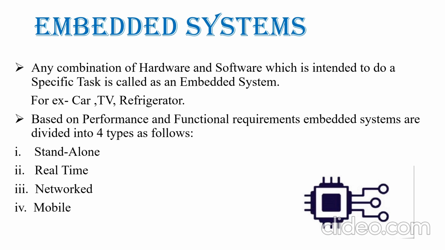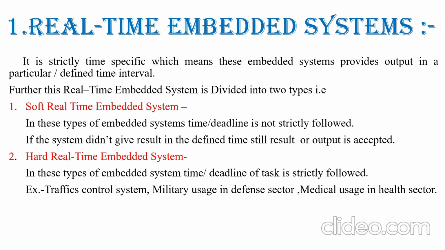Based on performance and functional requirements, embedded systems are divided into four types as follows. First, standalone, second, real-time, third, network, fourth, mobile. First, real-time embedded system. So what is a real-time embedded system? It is strictly time specific, which means these embedded systems provide output in a particular defined time interval.